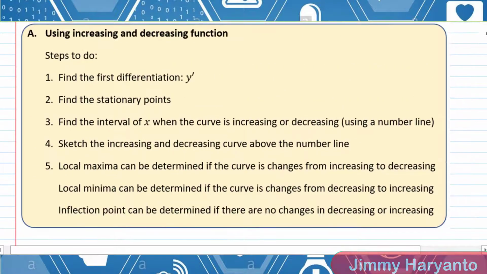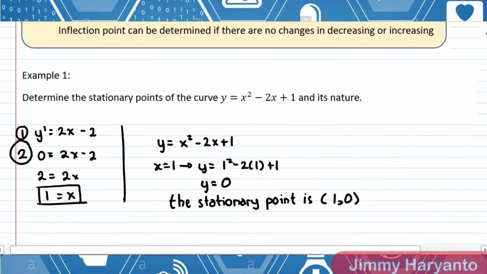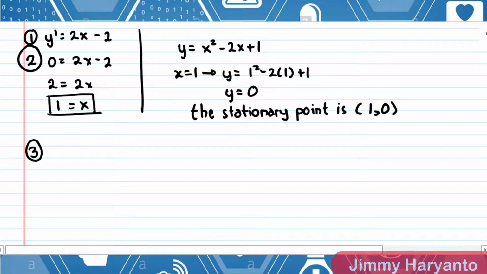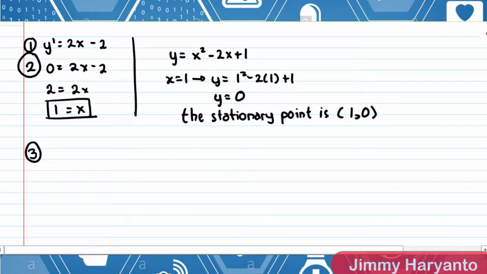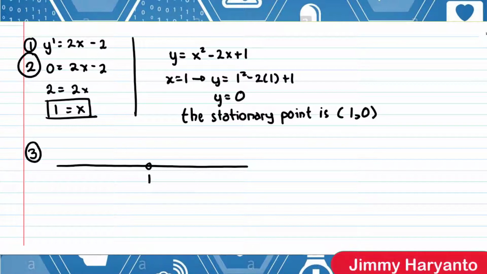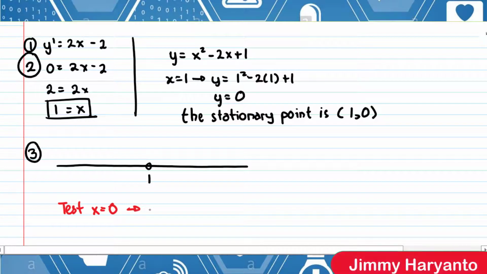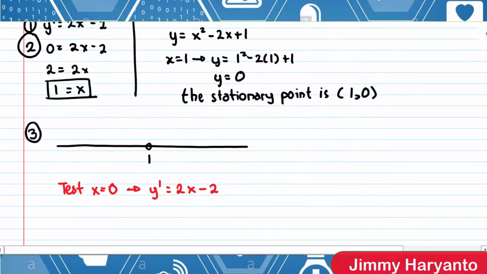Okay, next is step 3. Step 3 is find the interval of x when the curve is increasing or decreasing using a number line. Okay, so we only have one value of x. That means there is only one number on our number line. Next is to find the sign, right? Whether it is positive or negative for some value of x. Let's say I will test it with x equals 0, and then I have to test it in dy/dx. Remember you have to test it in dy/dx, not in y. Okay, so dy/dx will be 2 times 0 minus 2, and dy/dx will be negative 2.